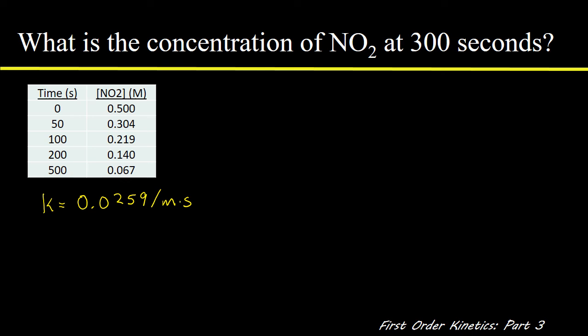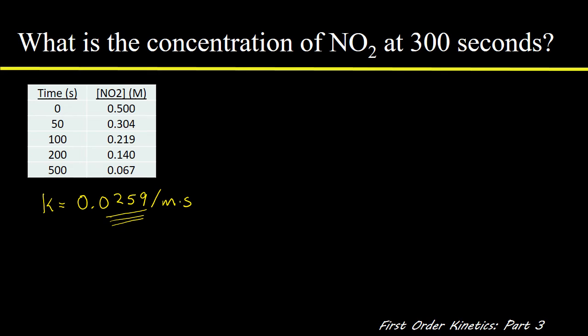Hold on a second. Let me double check my rate constant. I've got two different numbers written down. Let me double check my math. Hold on a second. Okay, sorry about that. This number is correct. I had 0.0249 in one place and 0.0259 in another place in my notes. It looks like in one case I just wrote it down incorrectly. All right, so this is our rate constant.